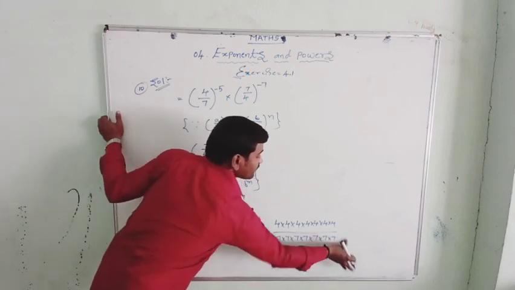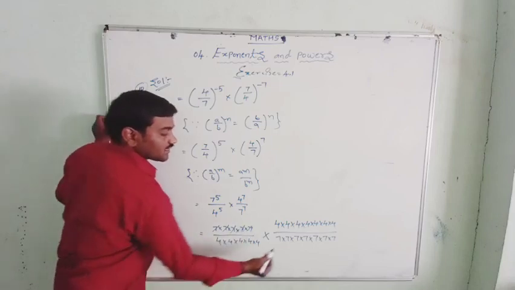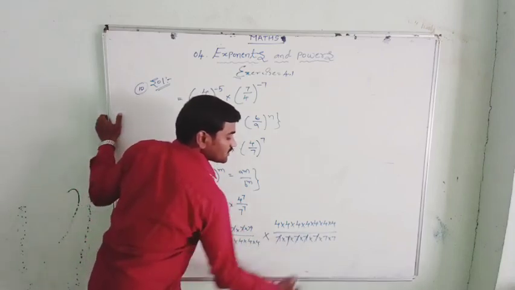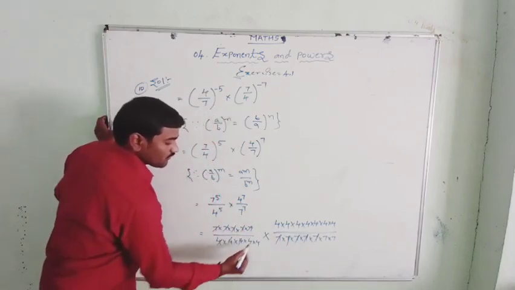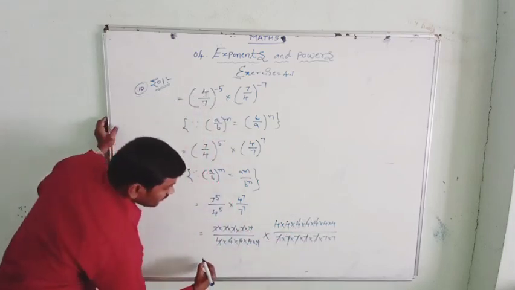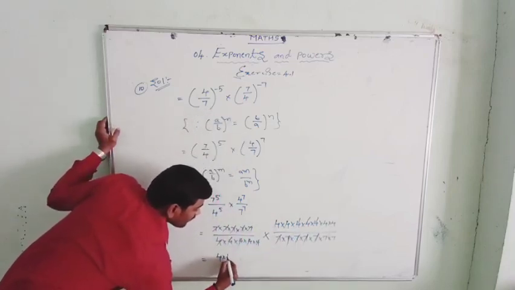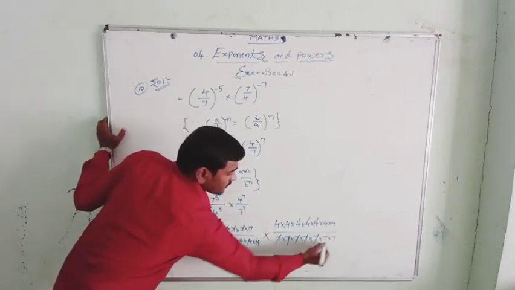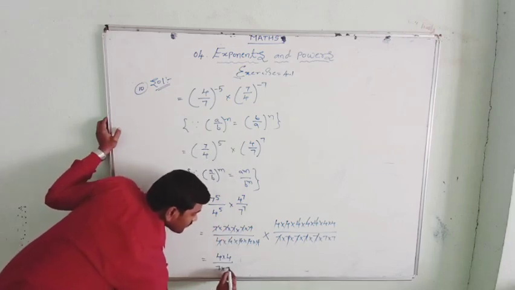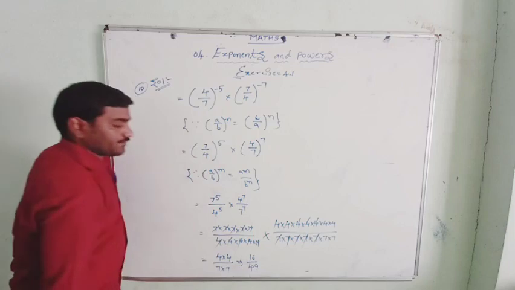Once you remove it, 5 7s are cancelled here. What is left now? In the numerator 4 into 4 is left. In the denominator 7 into 7 is left. 4 4s are 16, 7 7s are 49.